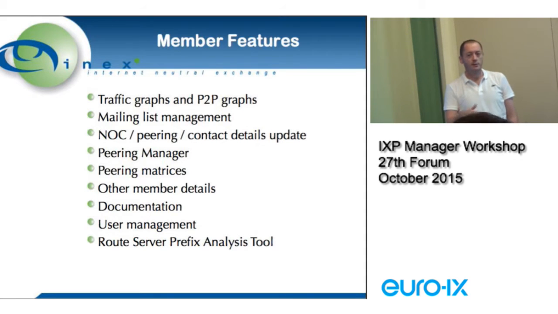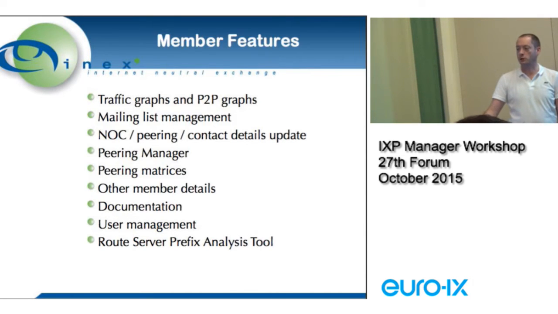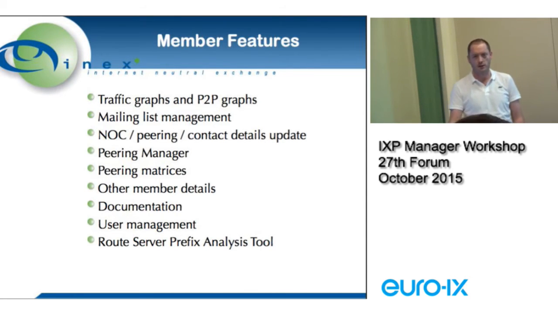Peering matrices is built up from that same information, so using the route server membership table and the bilateral sessions table, we build up a peering matrix. As a member of the exchange, you can see your fellow members' details. So you can get their NOC contact details, their peering contact details, all that kind of stuff. What switches they're on, what ports they have, what information is available from one member to other members.